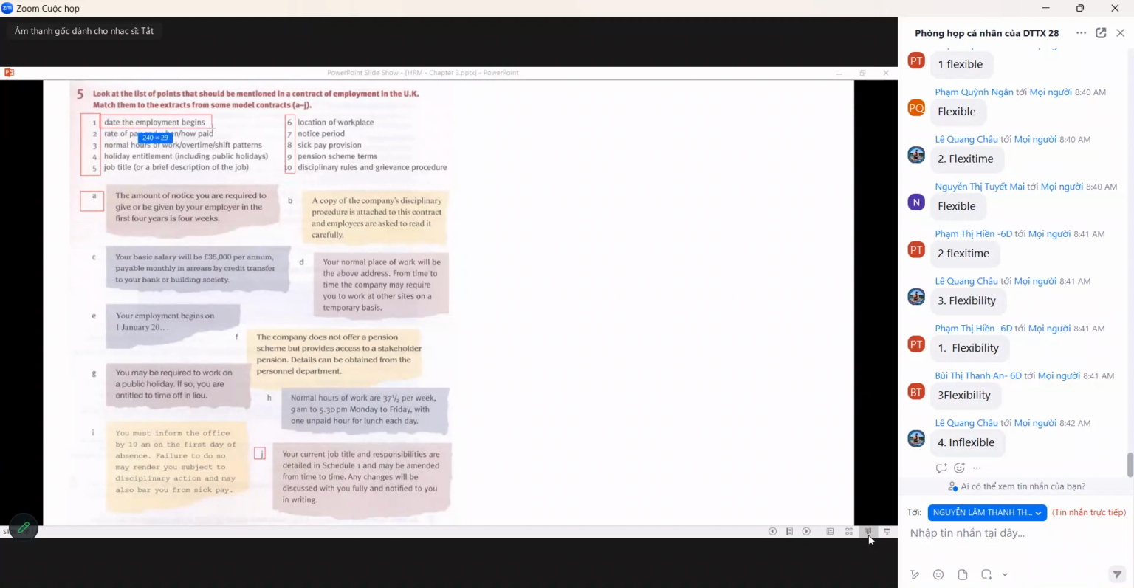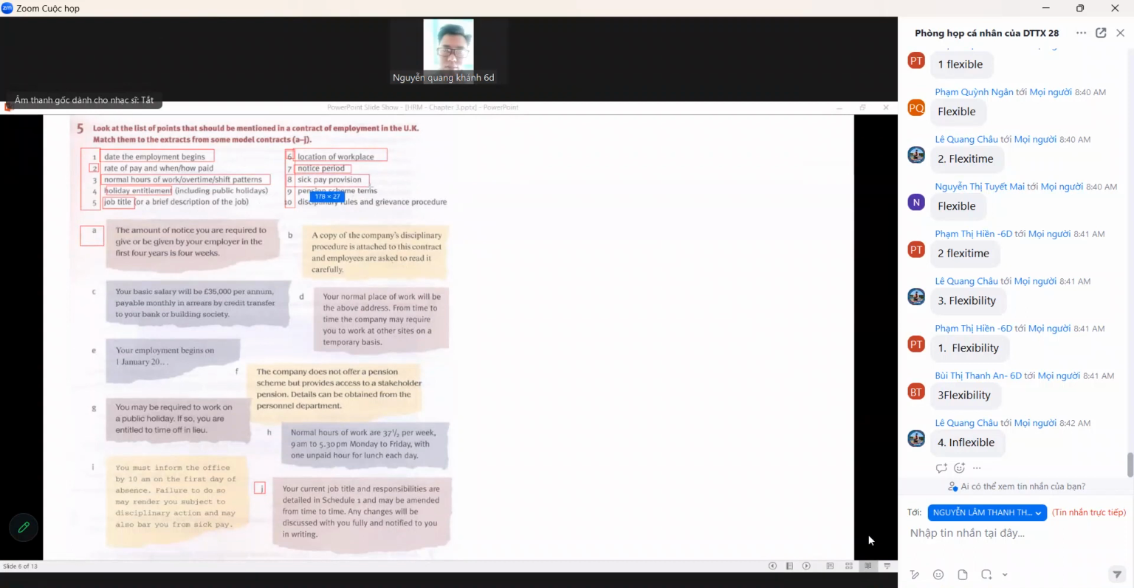Number 1, date the employment begins. That means the date you start to work there. Number 2, rate of pay and when and how paid, mention about your salary. Number 3, normal hours of work, overtime, shift patterns, mention about the time. Number 4, holiday entitlements, including public holidays. 5, job title, maybe manager, maybe employee, or maybe director. 6, location of workplace. 7, notice periods, you know that. 8, sick pay provision.